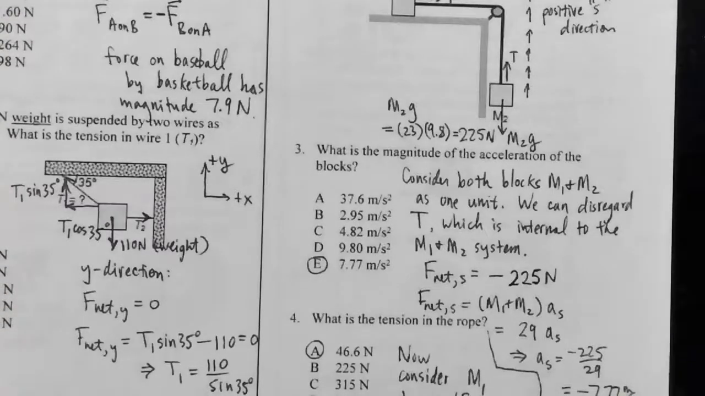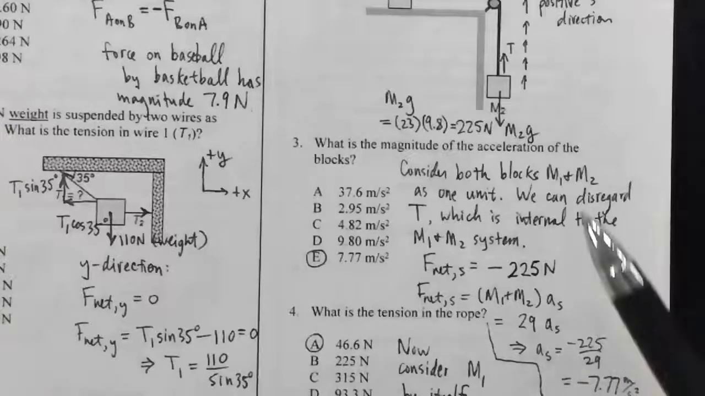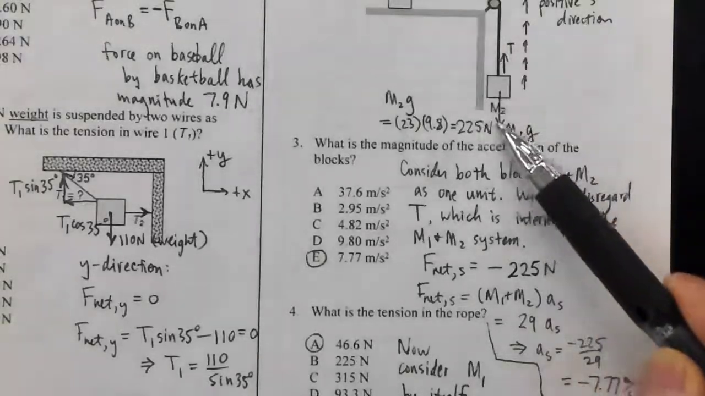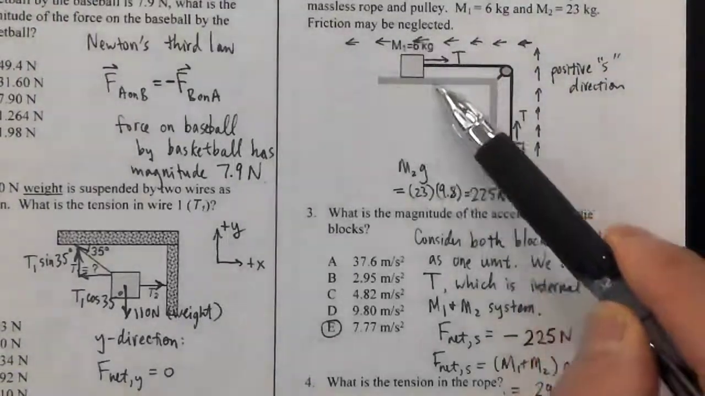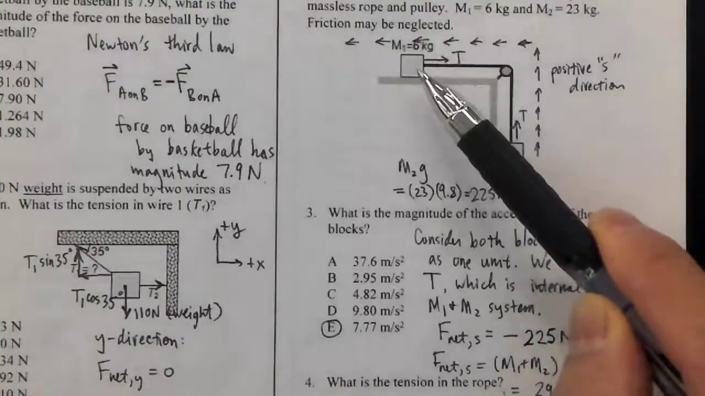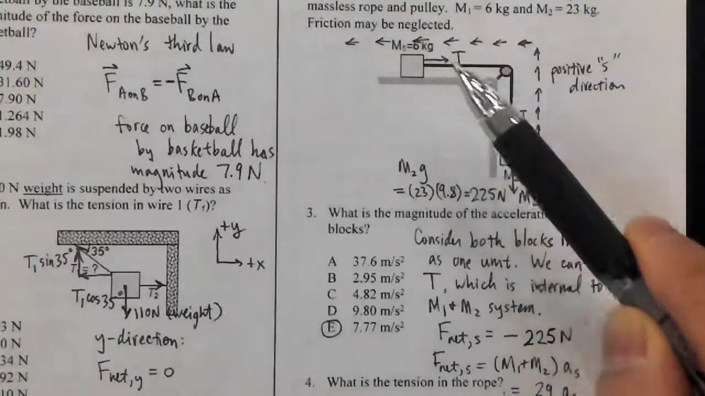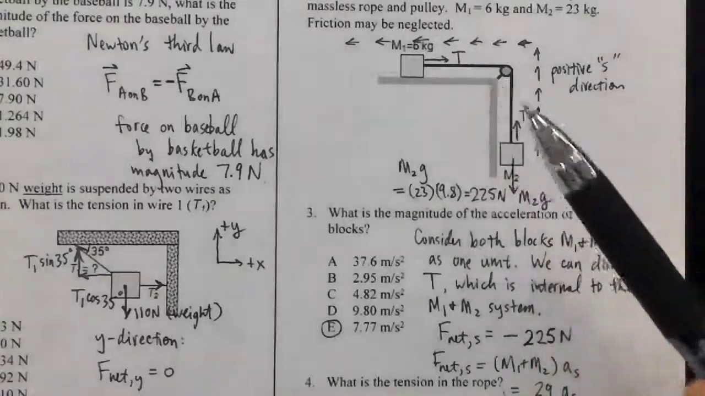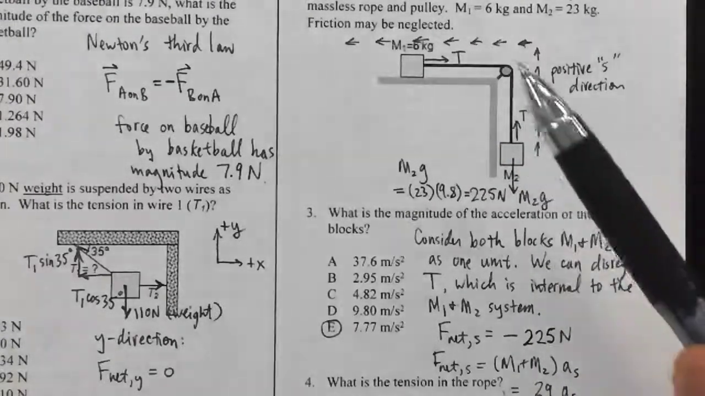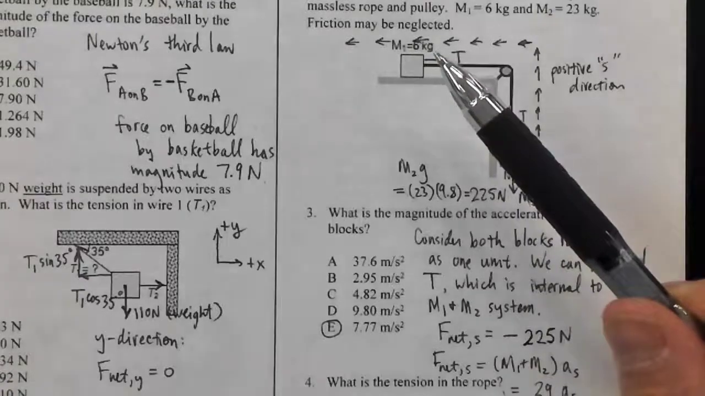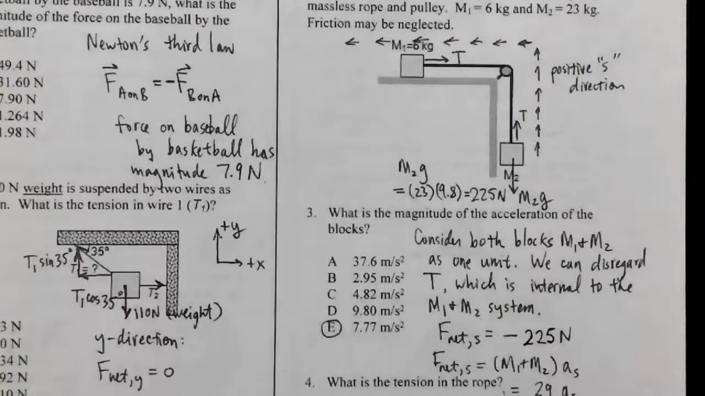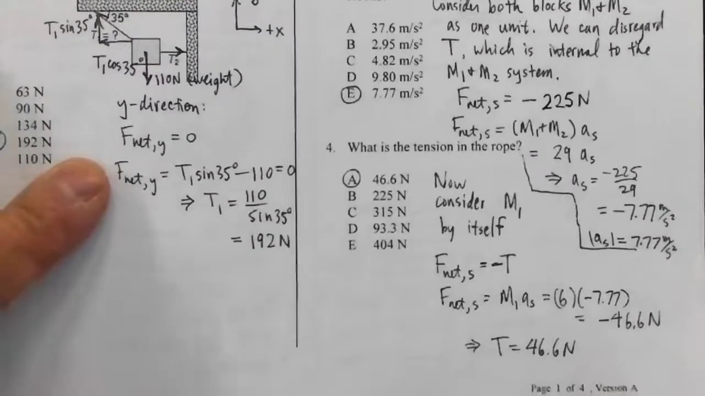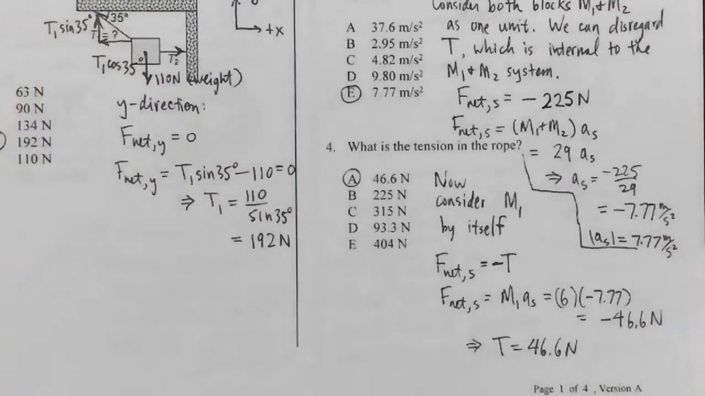If you wanted to know the tension, once you get the acceleration, you can simply look at one of these blocks. Maybe the simplest one is to look at this block. The tension has to provide the net force to make this accelerate with 7.77 meters per second squared. The mass is 6, so the force must be mass times acceleration. So 6 times 7.77 comes out to 46.6. Any questions about this?